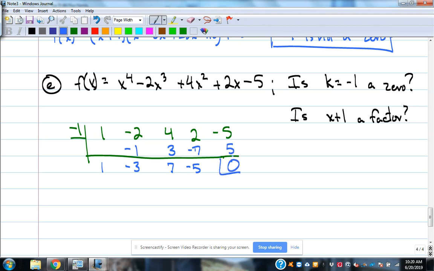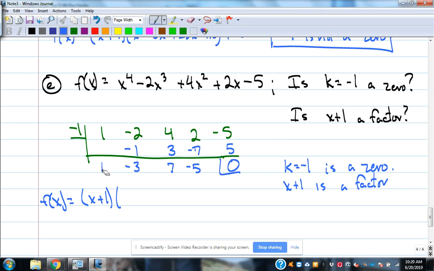And what do you know? Get a 0 there. So this is k equals negative 1 is a 0 or is an x-intercept, same thing. Or x plus 1 is a factor. And because it's a factor, I could rewrite this problem as x plus 1, and then the quotient of the answer here, this part would be x to the 3rd power minus 3x squared plus 7x minus 5.